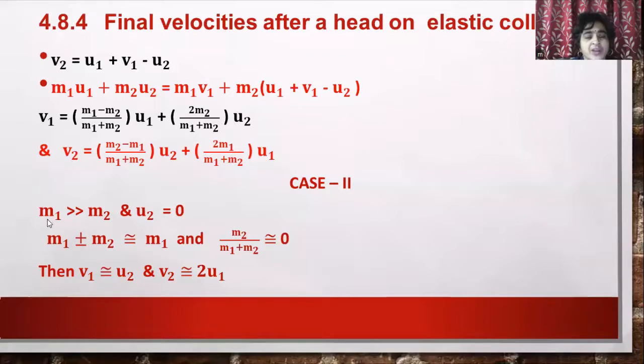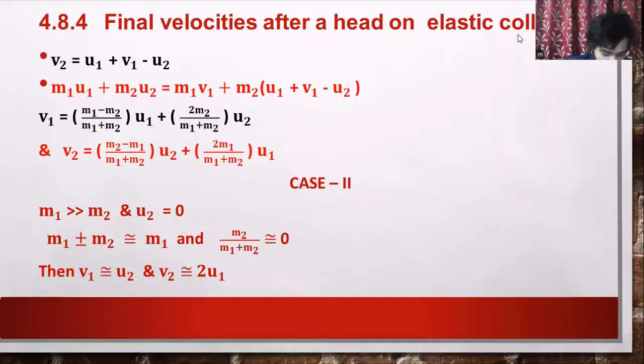Now, if the first body is very massive and the second body is at rest, see what will happen. This m1 minus m2 or m1 plus m2 will be simply 1 and this will be more or less 0. So v1 will be equal to u2 and v2 will be equal to 2u1. That is the massive striking body is practically unaffected and the smaller body, tiny body, it travels with double the speed of the massive striking body.